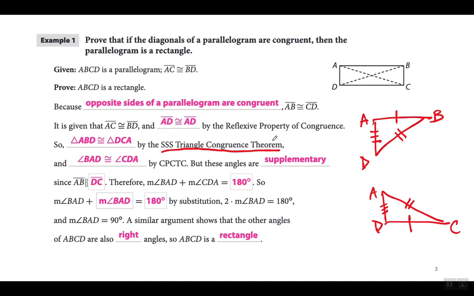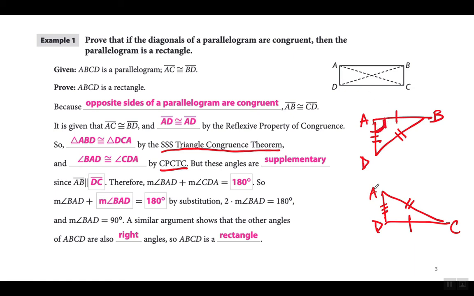Okay, and as I've said before, once you prove that two triangles are congruent, you could pick whatever corresponding parts you need for your proof, and put the reason as CPCTC, corresponding parts of congruent triangles are congruent. So angle BAD, which is this one, whoops, I didn't mean to put that.